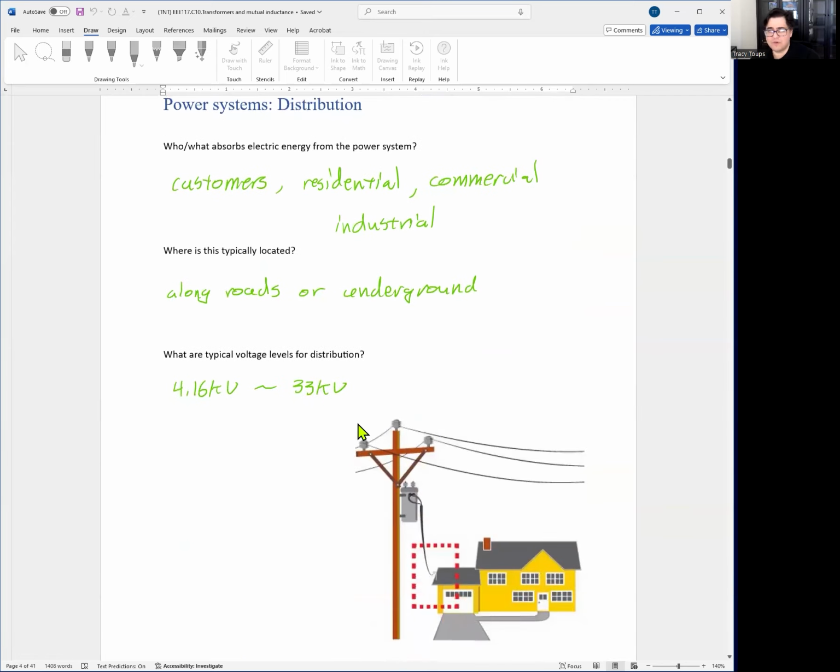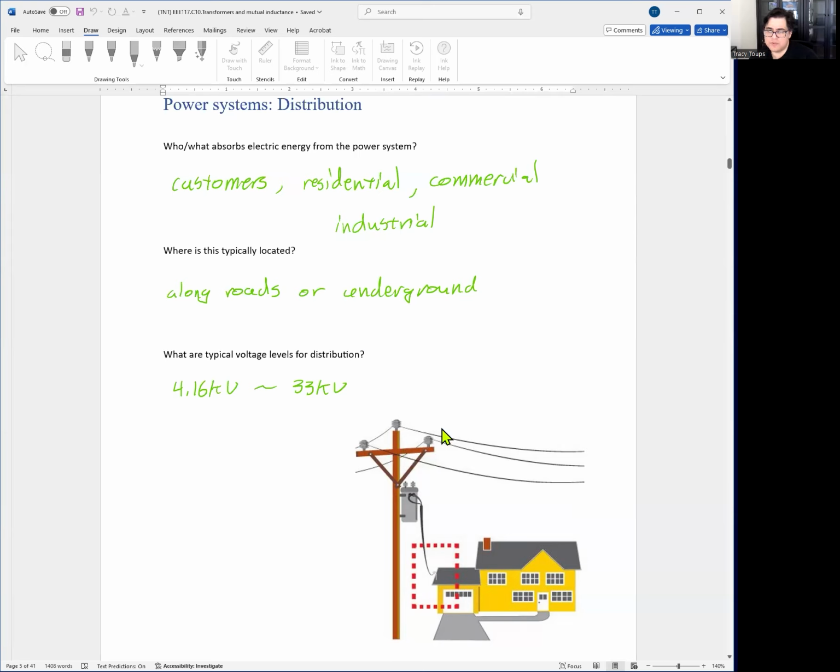Now the third one is called the distribution system, right? So once we get the electricity to the correct area, the city or the neighborhood, we need to transfer the energy to a low voltage level and eventually to your house, right? So we have a substation with a transformer, which will then feed voltage across these power lines, right?